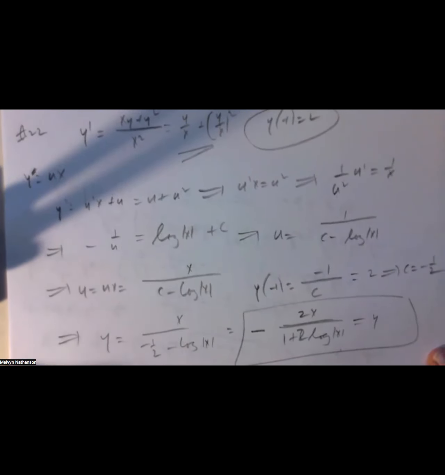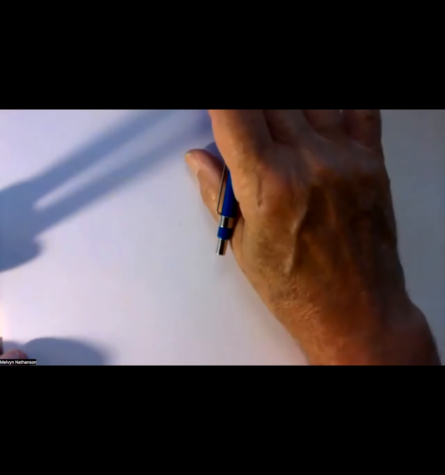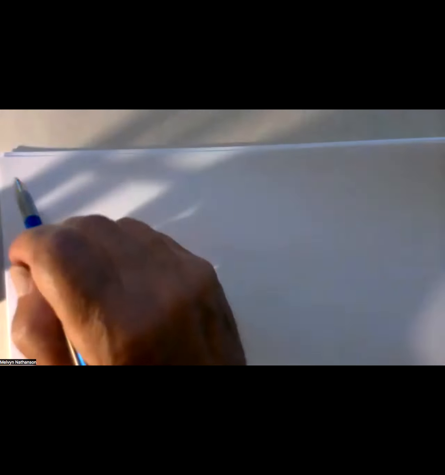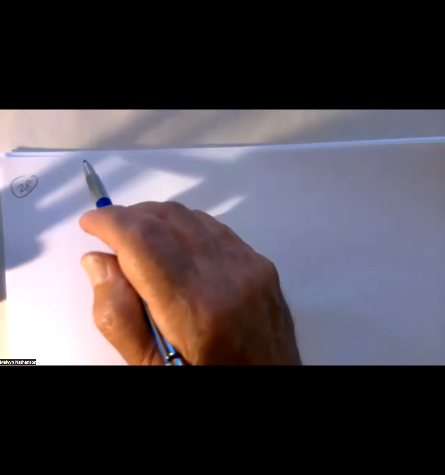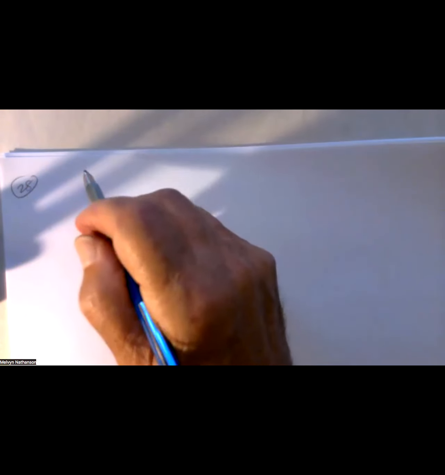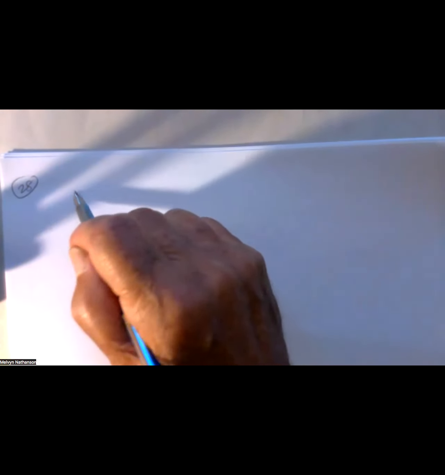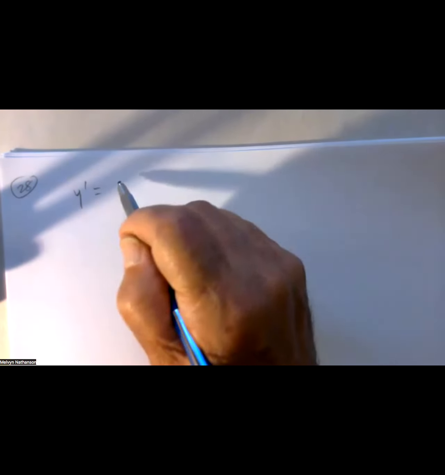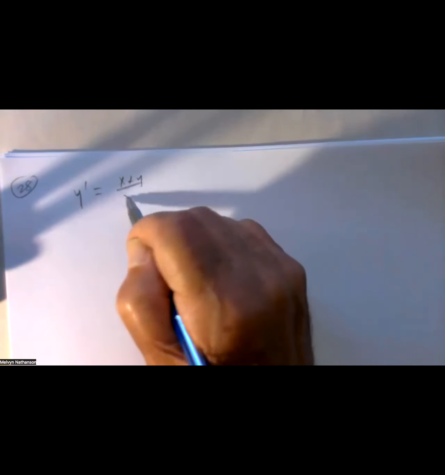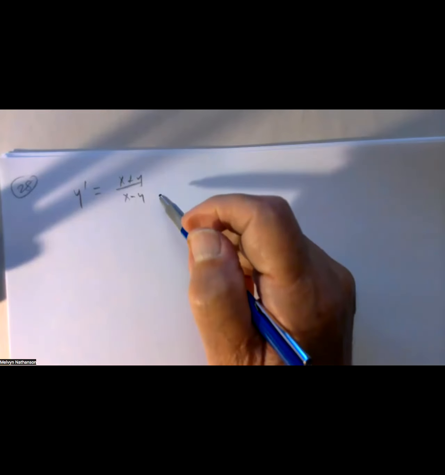Well, let's keep going. Number 28. So for number 28, it says, solve the given homogeneous equation implicitly. The equation is y prime equals x plus y over x minus y.